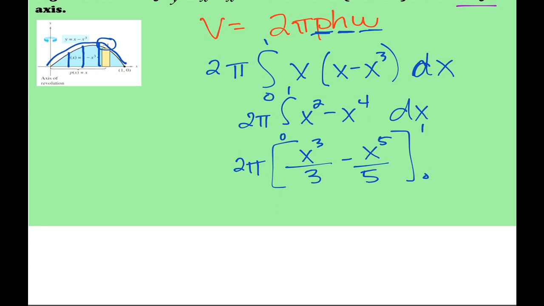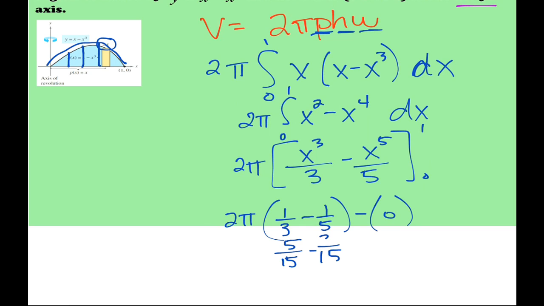Okay? All right, if I evaluate then and I plug in my 1, I get 1 third minus 1 fifth. Minus, if I plug in my 0, don't I just get 0 everywhere? Don't forget about your 2 pi in the front. Getting a common denominator of 15, what's that? 5 fifteenths minus 3 fifteenths, that's 2 fifteenths, right? And don't forget about your 2 pi in the front.